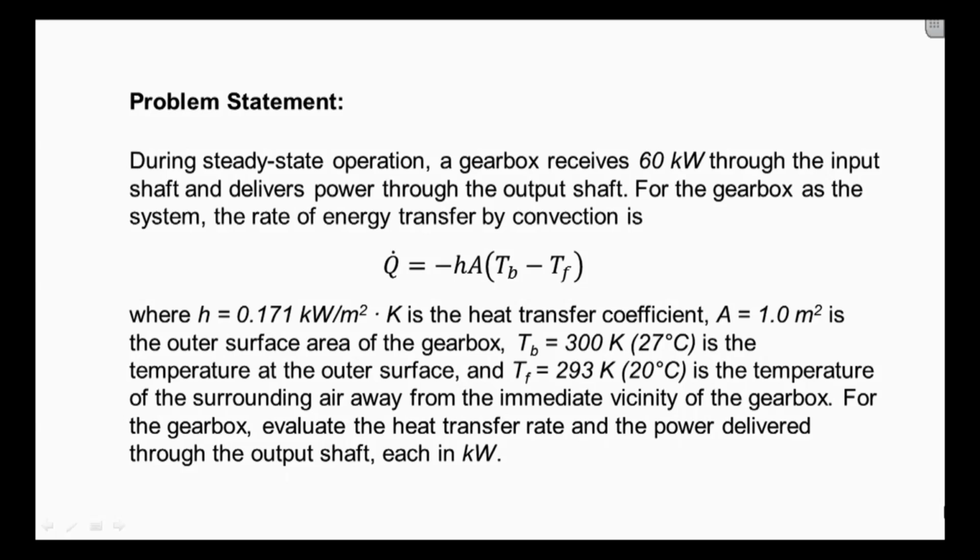1 square meter is the outer surface area of the gearbox, TB is equal to 300 K or 27 degrees C is the temperature of the outer surface, and TF equal 293 Kelvin or 20 degrees C is the temperature of the surrounding air away from the immediate vicinity of the gearbox. For the gearbox, evaluate the heat transfer rate and the power delivered through the output shaft, each in kilowatt.